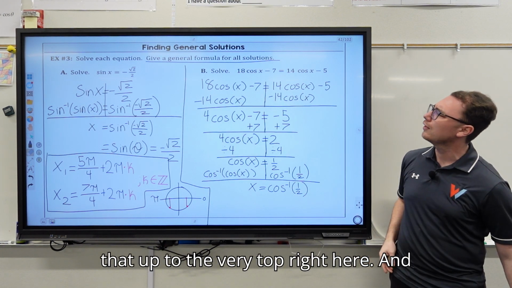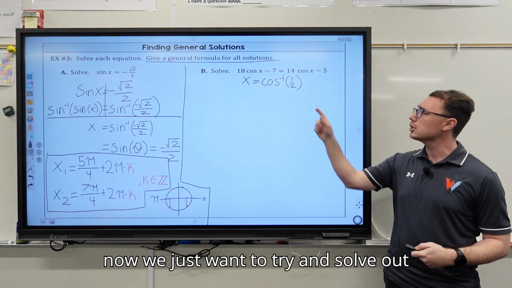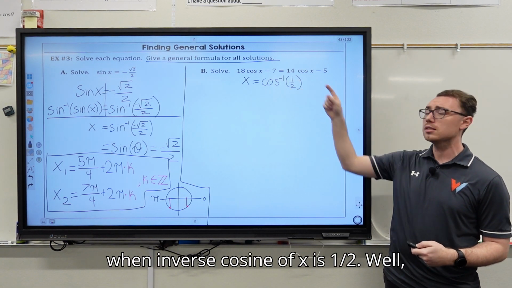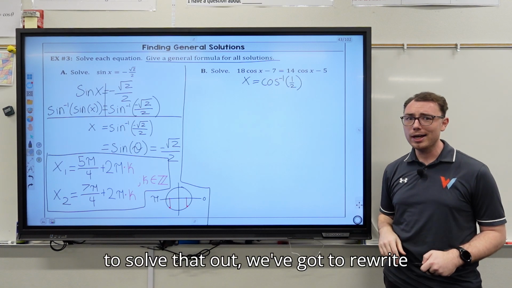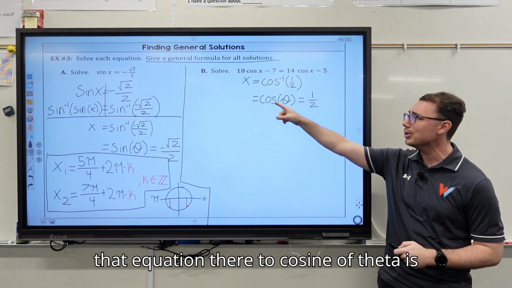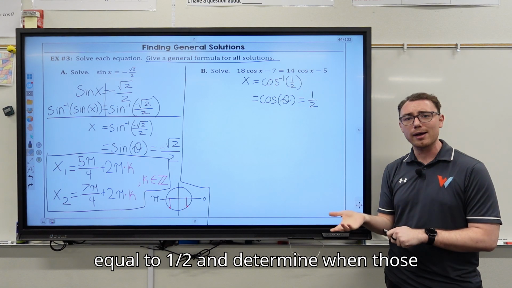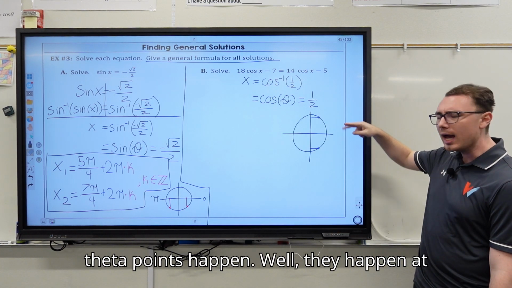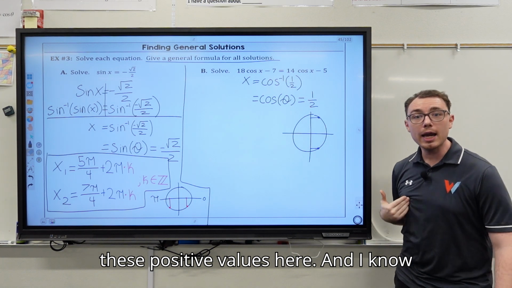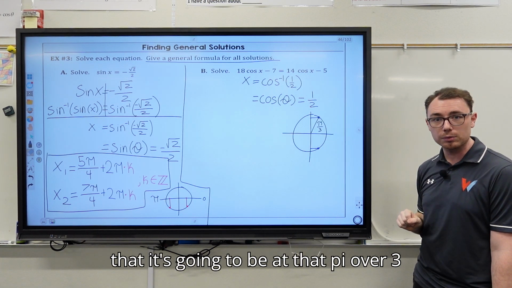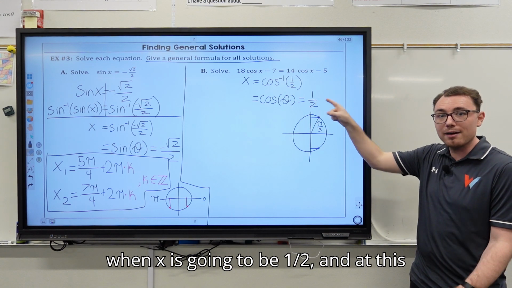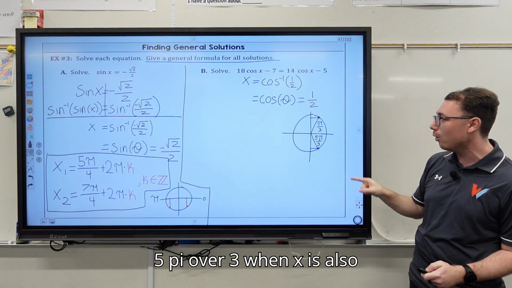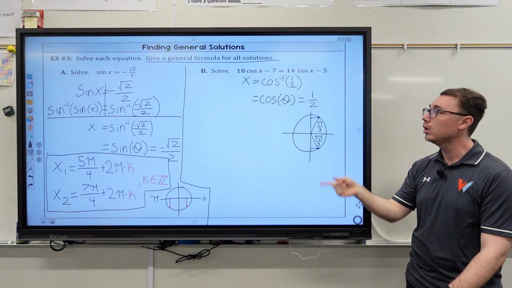I'm going to bring that up to the very top right here, and now we just want to try and solve out when cosine of x is 1/2. Well, to solve that out, we've got to rewrite that equation there as cosine of theta is equal to 1/2 and determine when those theta points happen. Well, they happen at these positive values here. And I know that it's going to be at pi over 3 when x is going to be 1/2, and at 5 pi over 3 when x is also going to be 1/2.